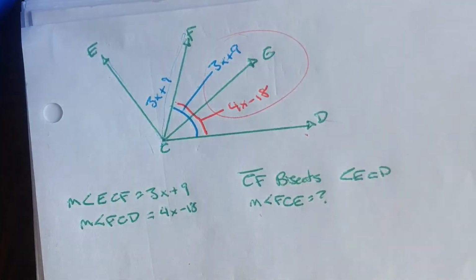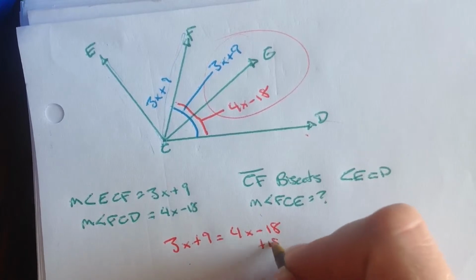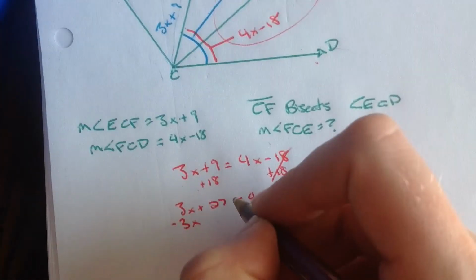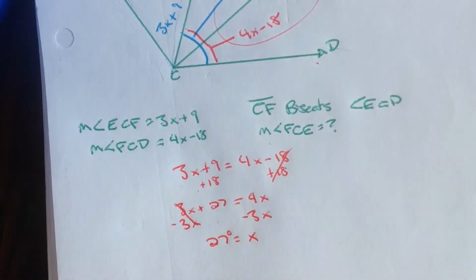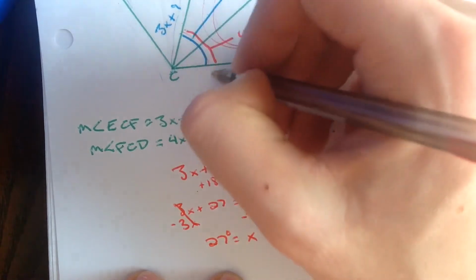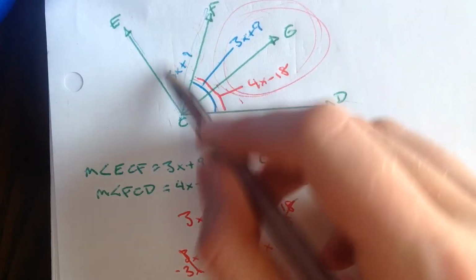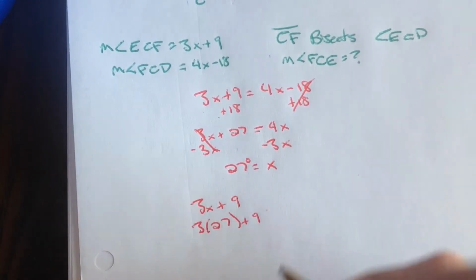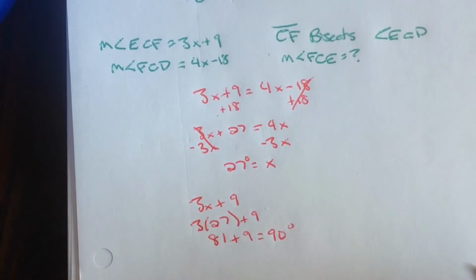Well, we can use the fact that these two things are equal to find x first. So we can say 3x plus 9 is equal to 4x minus 18. If we add 18 over, we get 4x equals 3x plus 27. Subtract 3x from both sides, and we end up with x equal to 27. So if we plug 27 into either one of these, we'll get this entire angle, and since this ray bisects this angle, these two things are equal, and we'll know what this angle is. So let's just put it into 3x plus 9. In other words, 3 times 27 plus 9. Well, 3 times 27 is 81, plus 9 is 90.